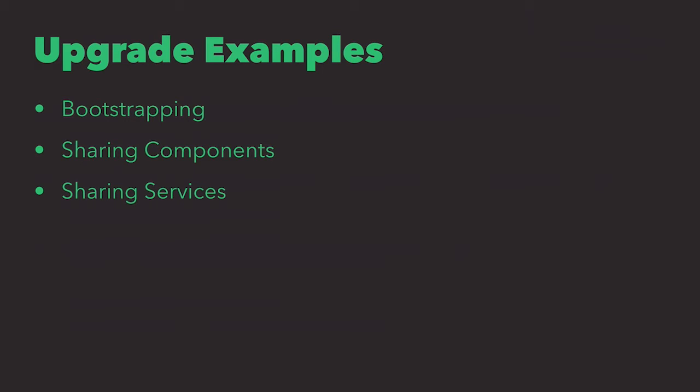So up next, Michael is going to talk about some upgrade examples. Yeah, so we're going to look at bootstrapping, how to share components and services in between Angular 1 and Angular 2, and then lastly, how to just remove Angular 1 from your application when you're all sorted out. And again, this is going to be pretty high level, and it's just because every migration is going to be a little bit different depending on the application. So these abstract examples should hopefully provide you with a good footing for how to get started in upgrading.